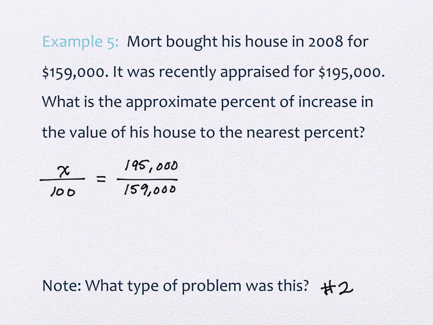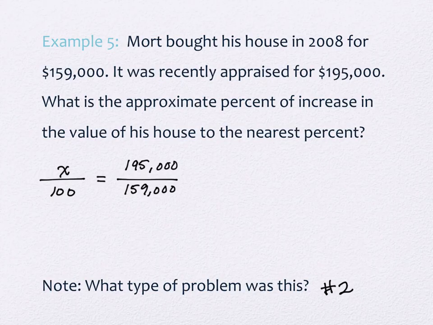So the original price, just like with our sales, right? Our sales, the price of the product goes down. In this case, the price of the house is going up. But it's the original price that's still the 100% price. The price he bought it for is still 100%, so that's the 159. It's the new price, whether it's up or down, that goes on top.